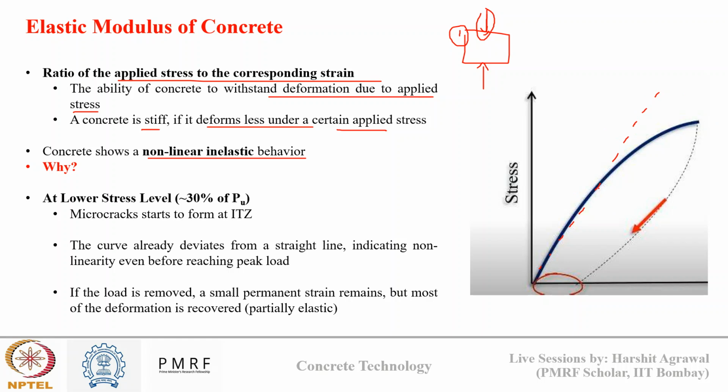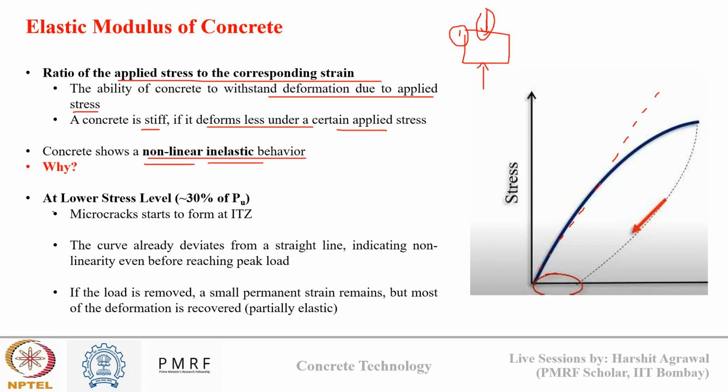And inelastic means that if I remove the applied stress, then concrete won't regain its original shape again. There will be some strain left in concrete, there will be some deformation that will remain. So that's why we say concrete shows a non-linear inelastic behavior. Now, why does concrete show a non-linear inelastic behavior? It is because of the way cracks propagate in concrete.